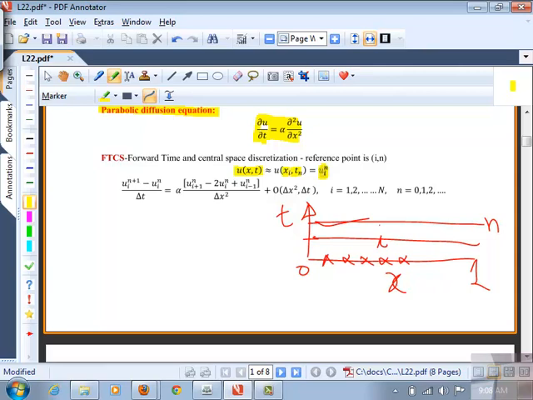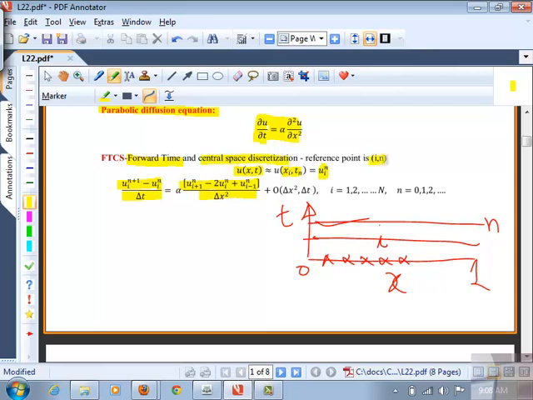So all I do is I have finite difference approximations for any derivative of any order. I look up that table and I say I have many choices. There is no unique way of doing this in discretization. If I take the first derivative in time and replace it by its forward time difference, and take the second derivative and replace it by central difference, I get what we call the FTCS method. But the reference point here is i, n.